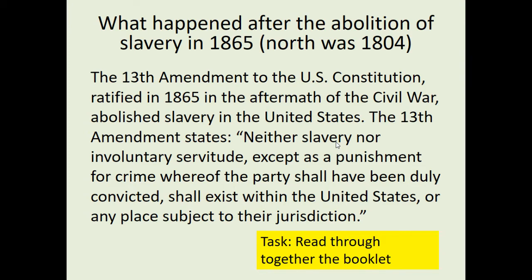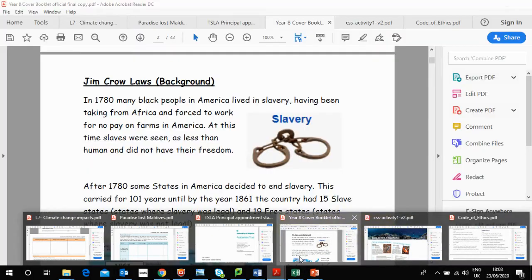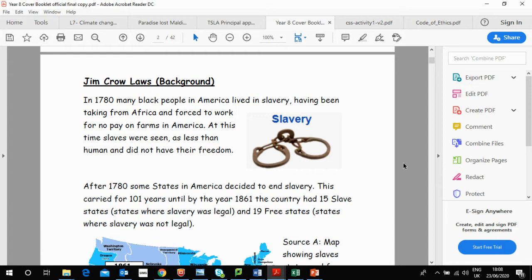Okay. So what I want us to do is, you have been given a booklet which has been set on class charts. I want us to go through that now, just read a little bit of background information, and then we can move on to the next task. So what we've got here are the Jim Crow laws as a background.